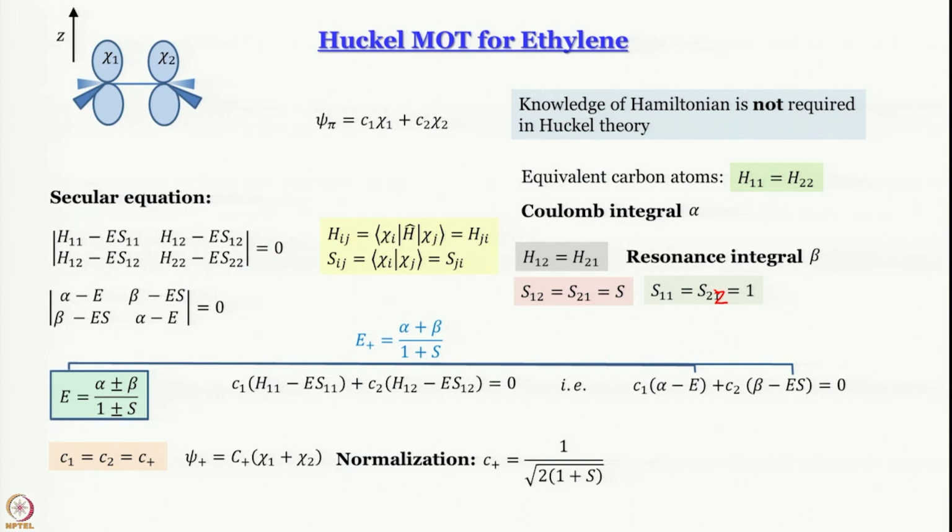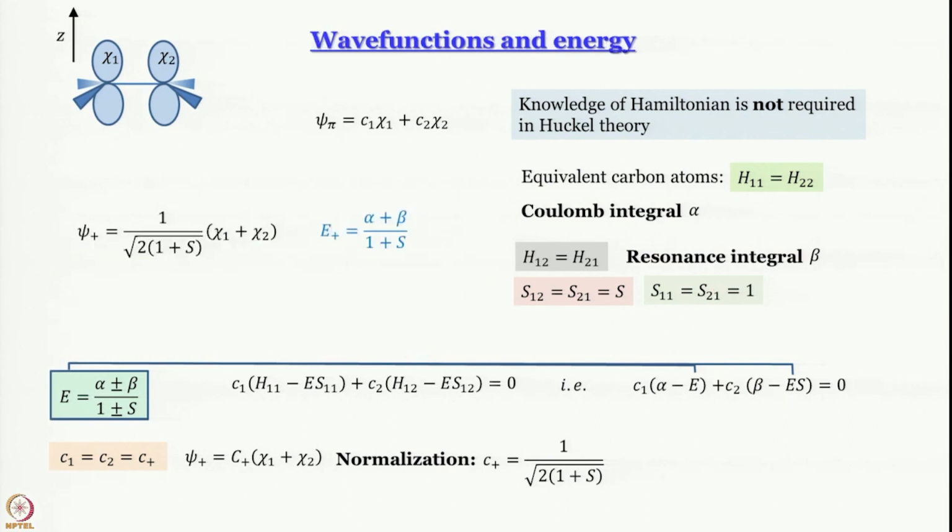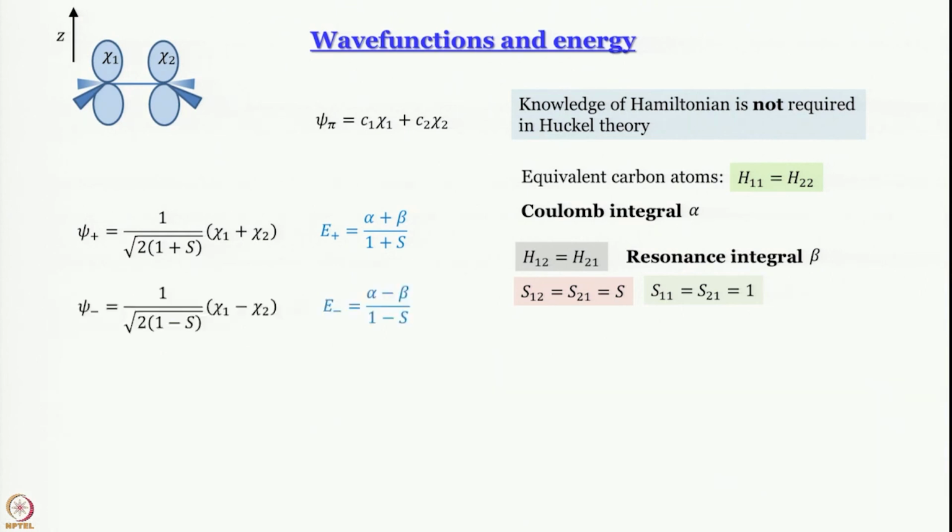Okay. So, you have got an expression of the wave function, we have got the corresponding energy. Of course, you have another value of energy where you have a minus sign between alpha and beta, and a minus sign between 1 and S. When you substitute that in this same equation, by the way there is another equation, remember you would get the same result if you substitute in that equation also. So, you get the wave function corresponding to E minus, we call that psi minus, is 1 by root over 2 into 1 minus S, chi1 minus chi2.